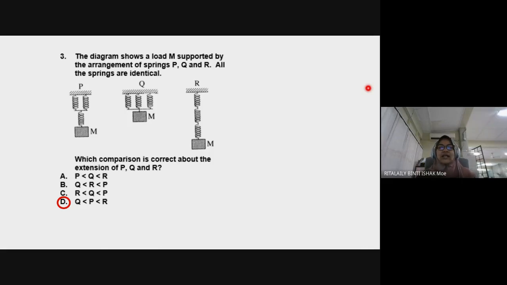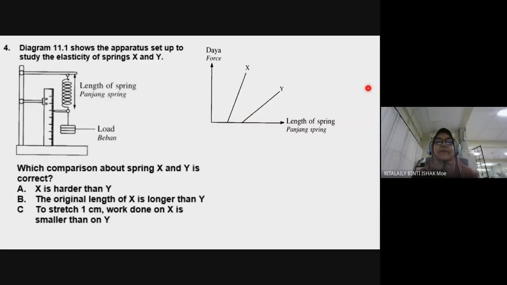how to calculate the extension: this one, the extension is X, this is X, so the extension is 3X. And here is X, this is half X, so 1.5X. So this is 1 over 3X. So the extension is 1 over 3X. So the comparison of extension is R bigger than P bigger than Q. Okay, very good. Let's look at question number 4.